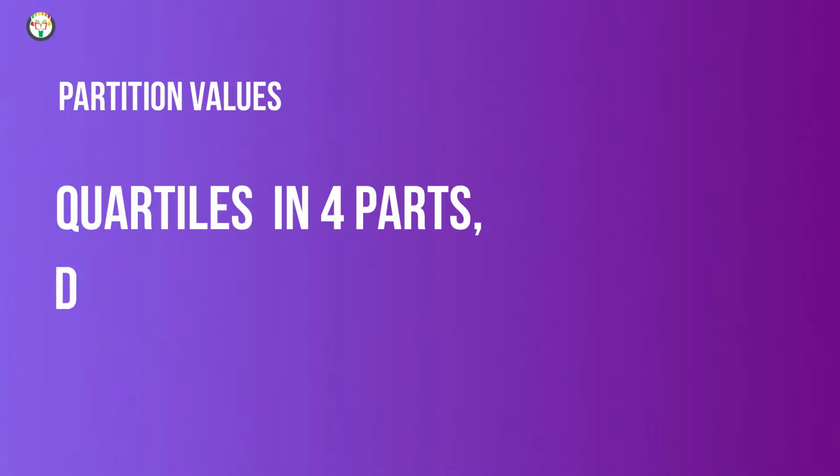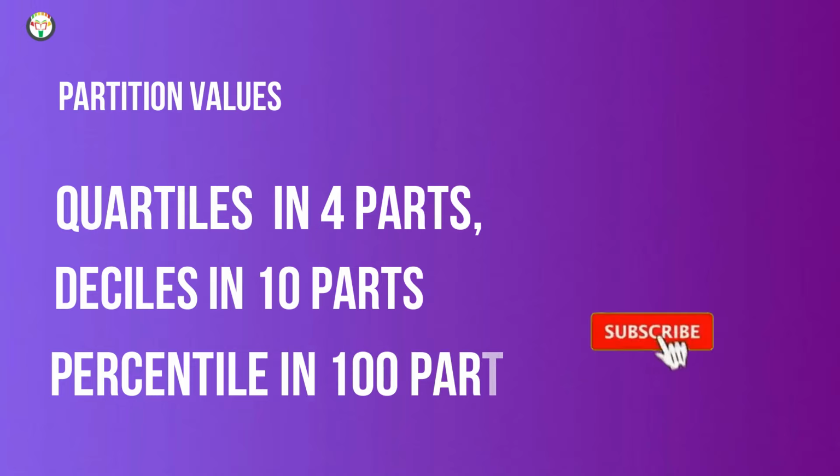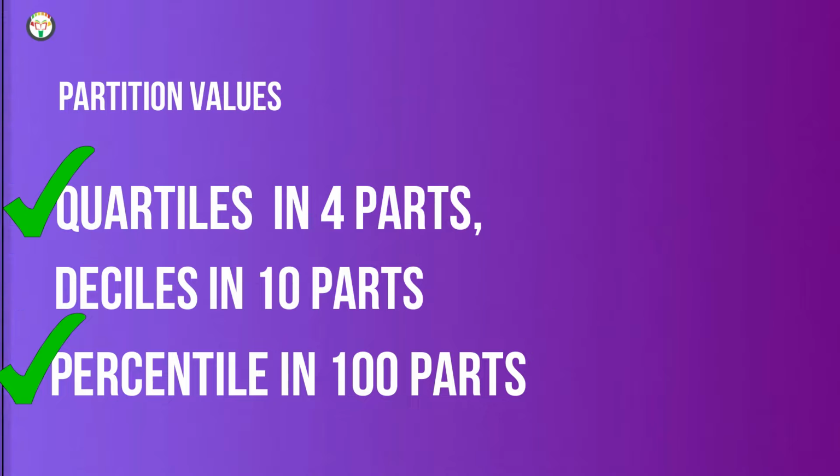Partition values are those which divide the distribution into a certain number of parts. For example, quartiles will divide the distribution in 4 parts, deciles in 10, and percentiles in 100 parts. In this video, we will discuss quartiles and percentiles primarily because these are the most commonly used partition values.